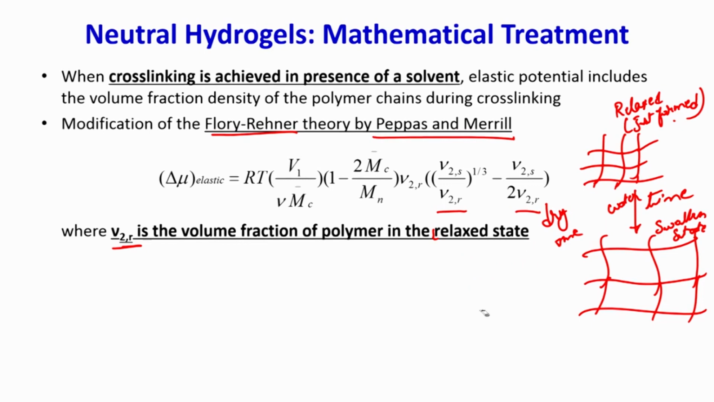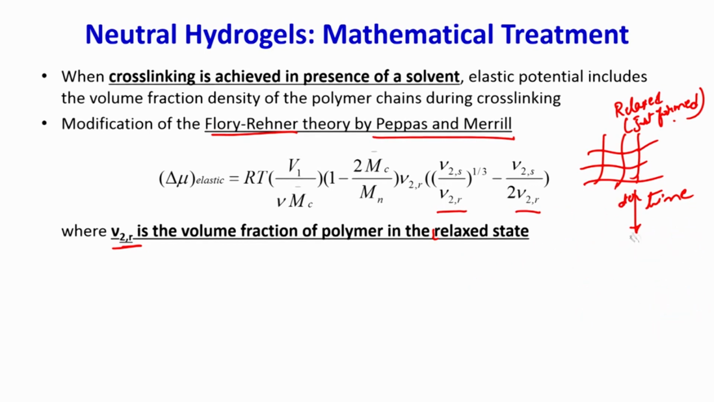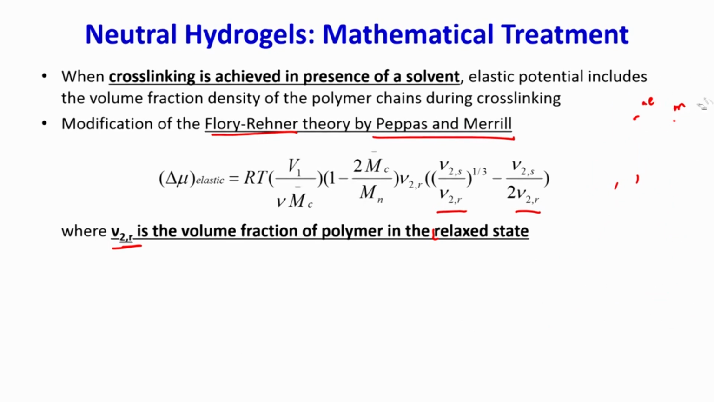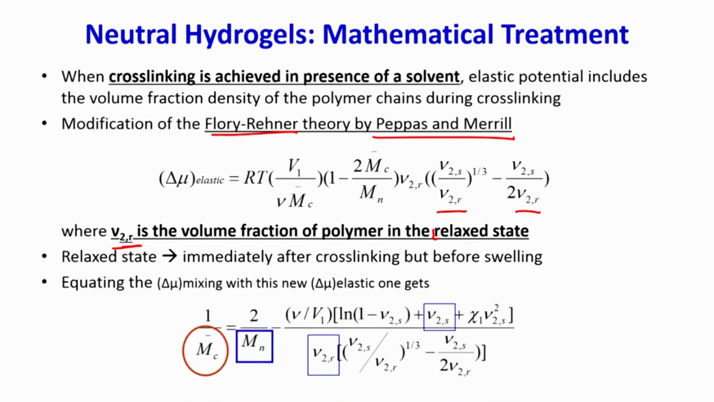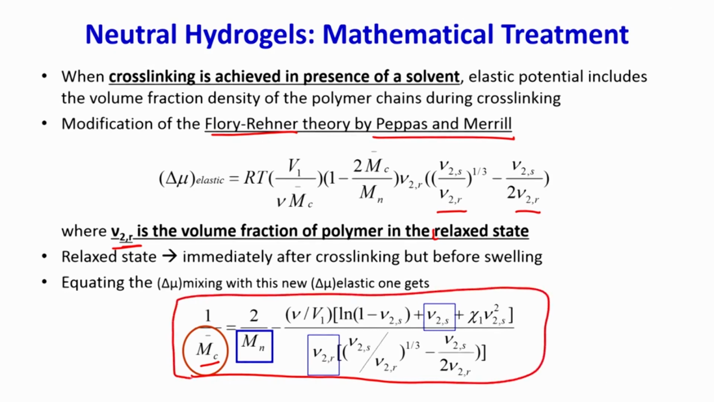Okay. Now that we have done that, again, the relaxed state is basically immediately after cross linking, but before swelling. So, we can now equate the delta mu mixing with delta mu elastic like we did in the last slide, just because they have to balance each other out at equilibrium. And then what we get is essentially a modified equation which defines MC as a function of several other parameters that we can compute or determine using various techniques.